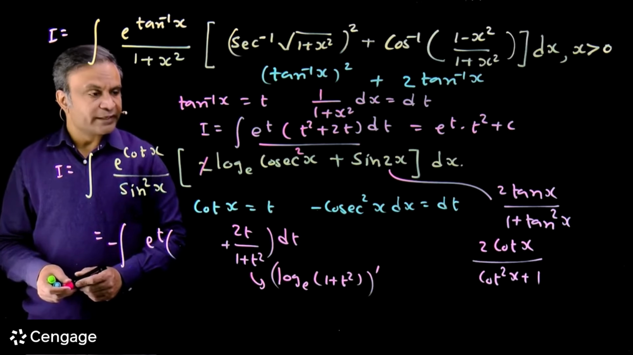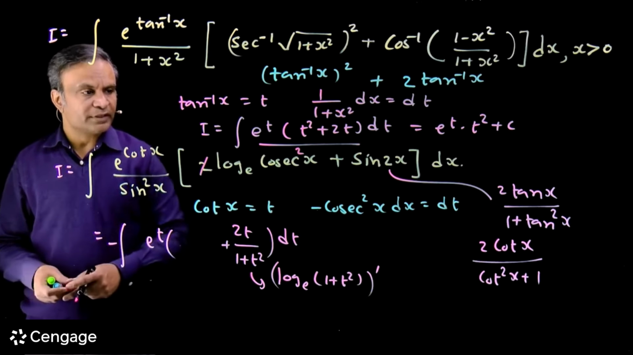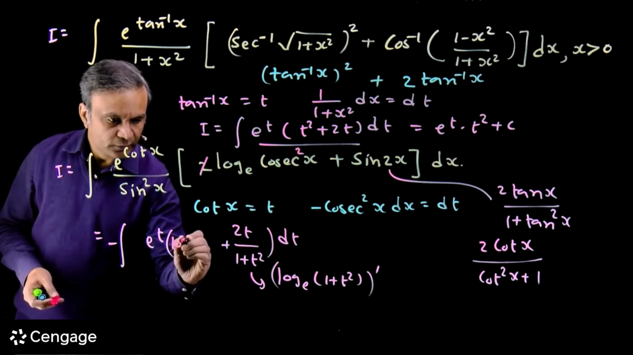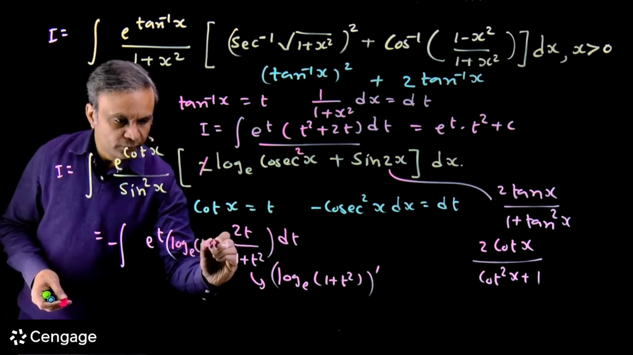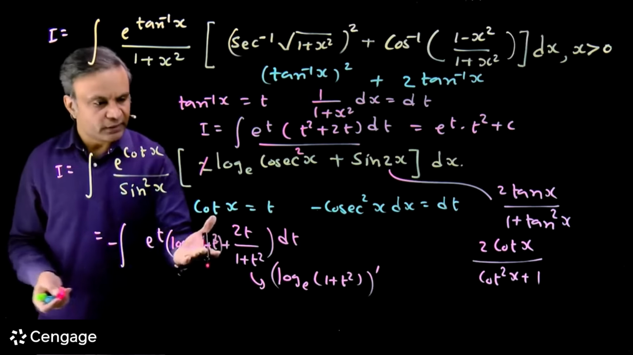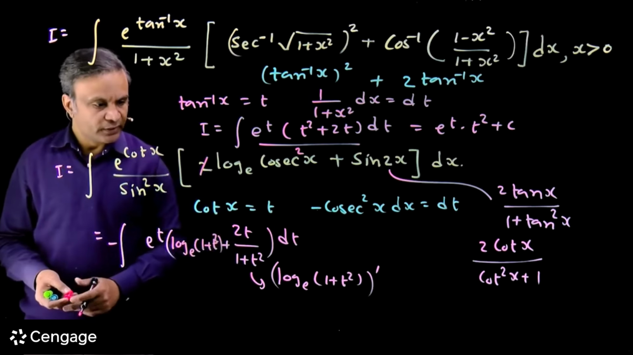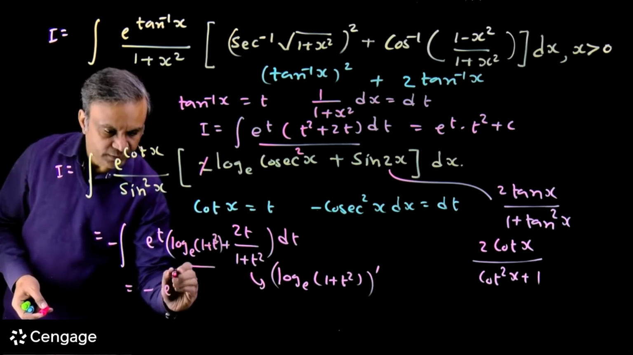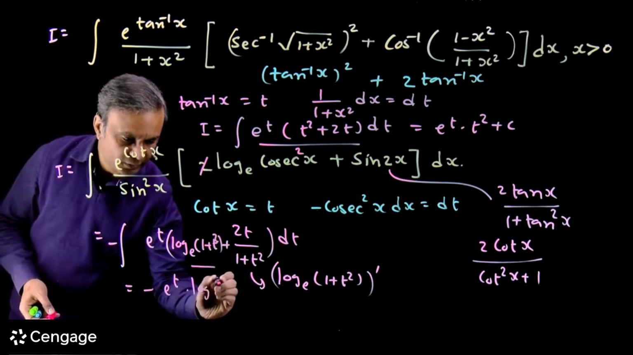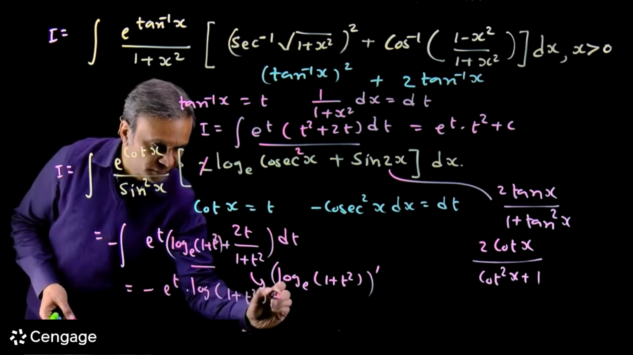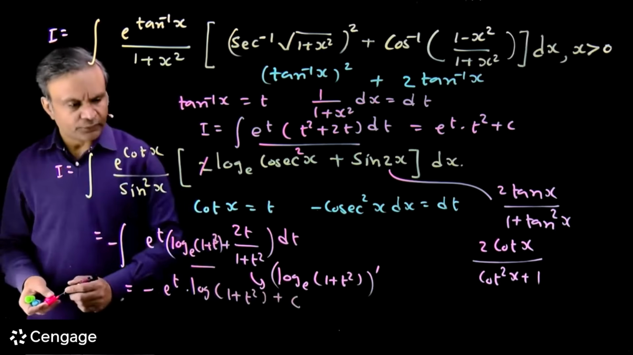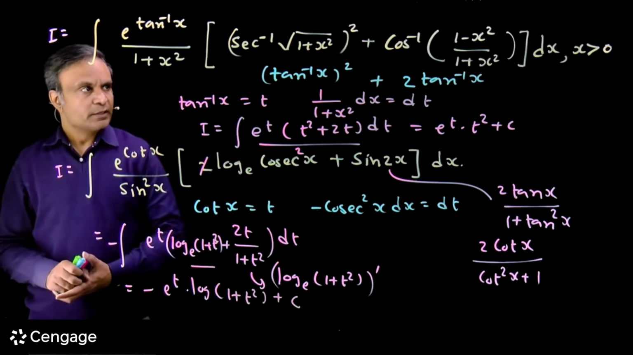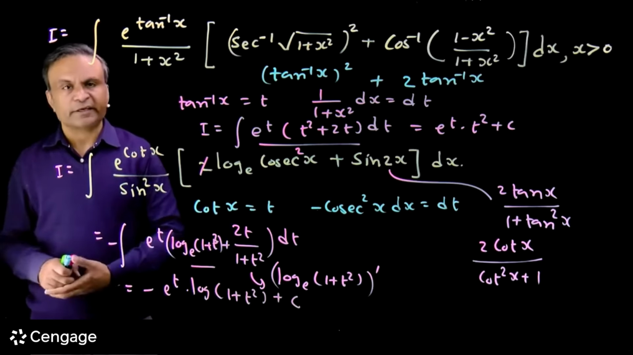Now cosec square x is 1 plus cot square x and cot x is t. So we have here log of 1 plus t square. जो हमें चाहिए था वो मिल गया यहाँ पे. ठीक है. Now this is function and this is its derivative. So this is minus e power t multiplied by log of 1 plus t square plus constant c. Now in this put t is equal to cot x. ठीक है ना? So here we have some substitution techniques.